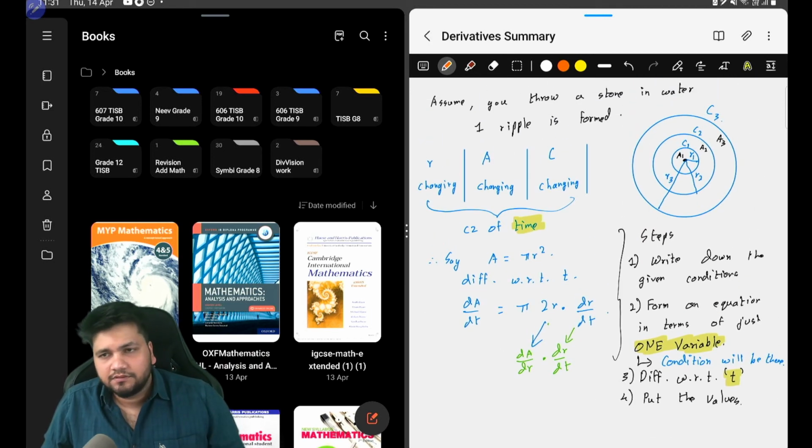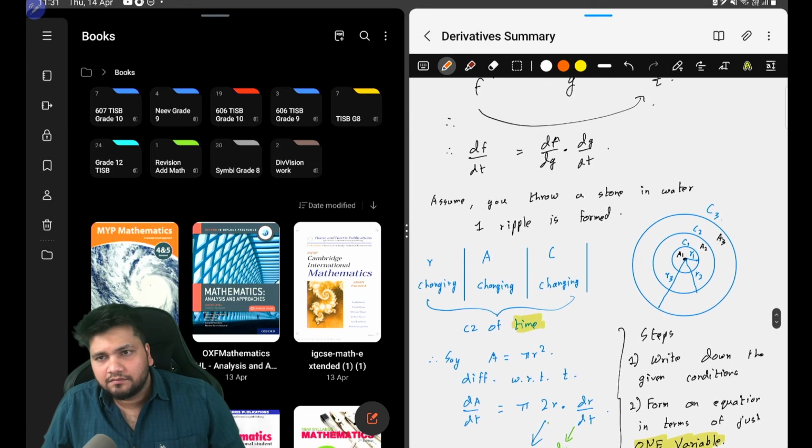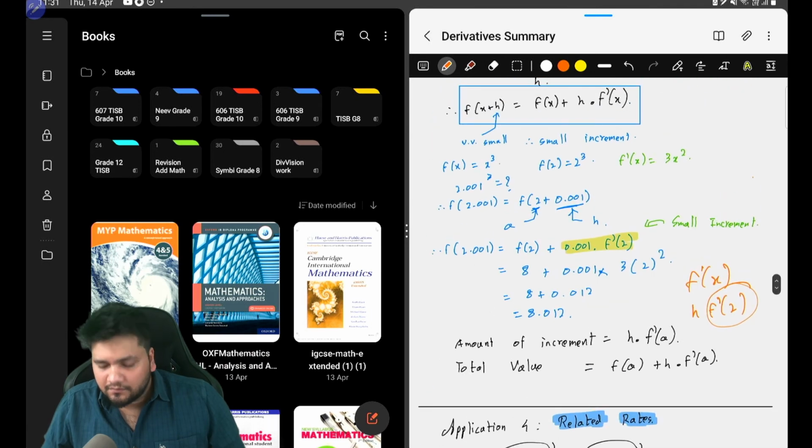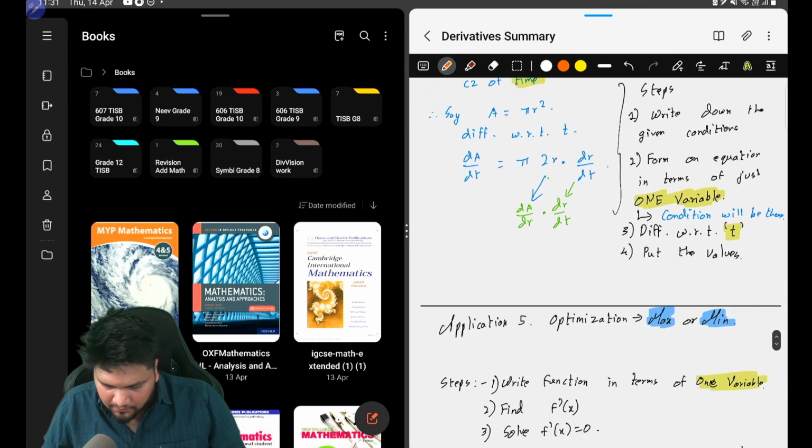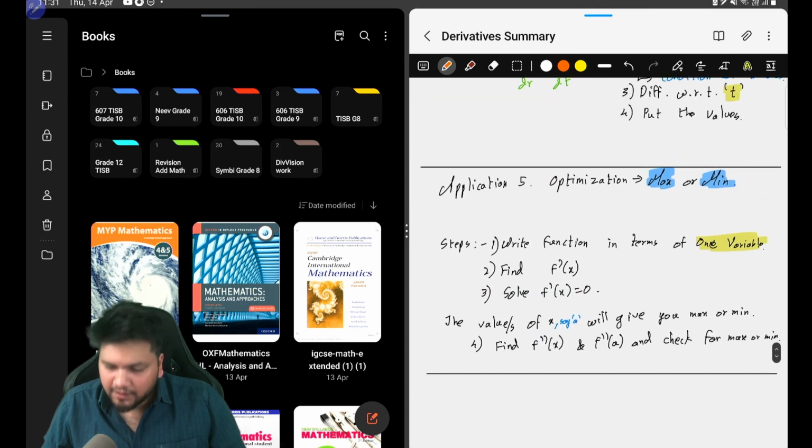So these are the applications and whatever the derivative stuff is there. Tell me any doubts. So why will they ask for minimum for irregular shapes? I didn't understand. Can you repeat what you said? Minimum, that minimum volume or area.